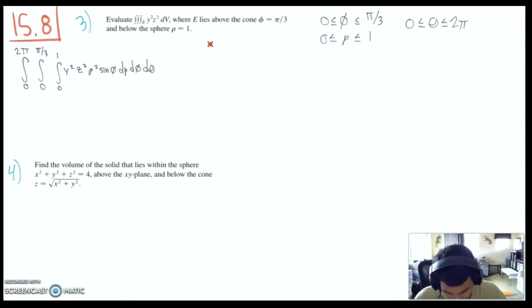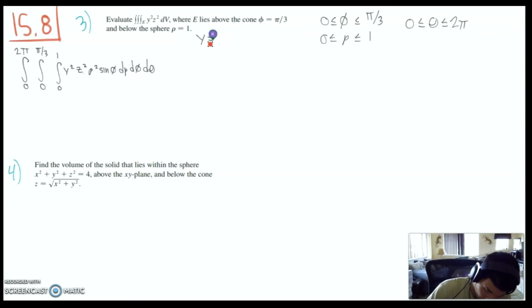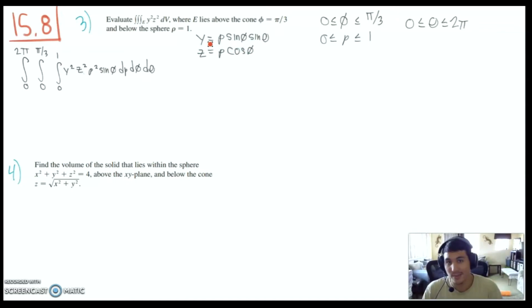Now if you don't remember what y squared and z squared are in spherical coordinates, I'll write out what y is equal to. y is equal to rho sine phi sine theta. And I believe z is equal to rho cosine phi. Obviously, if there are no cuts, that means it's correct. Okay, so let's rewrite those.